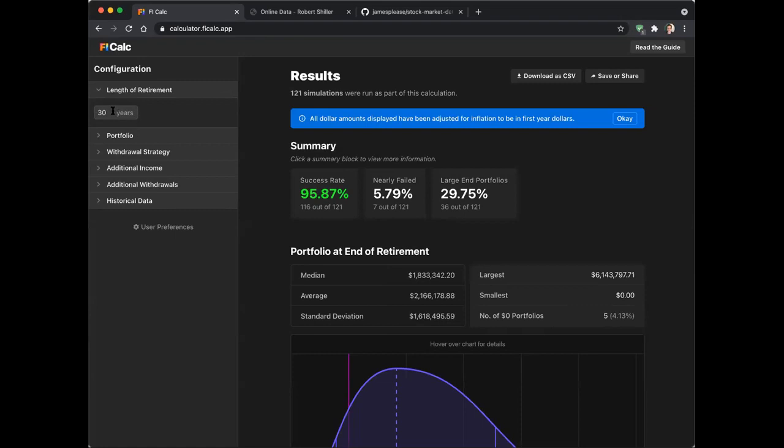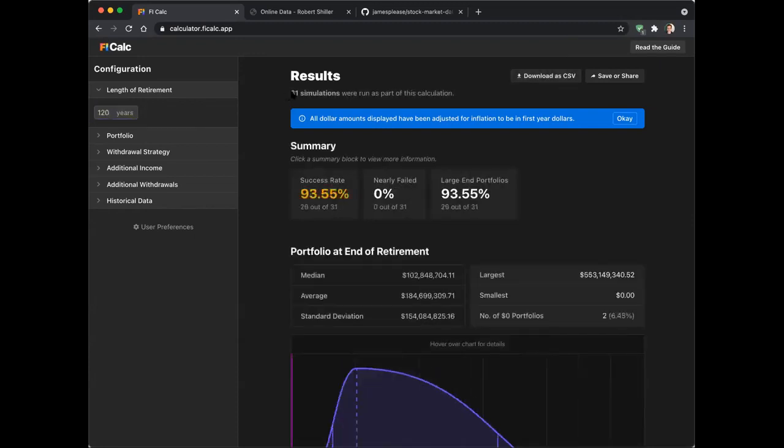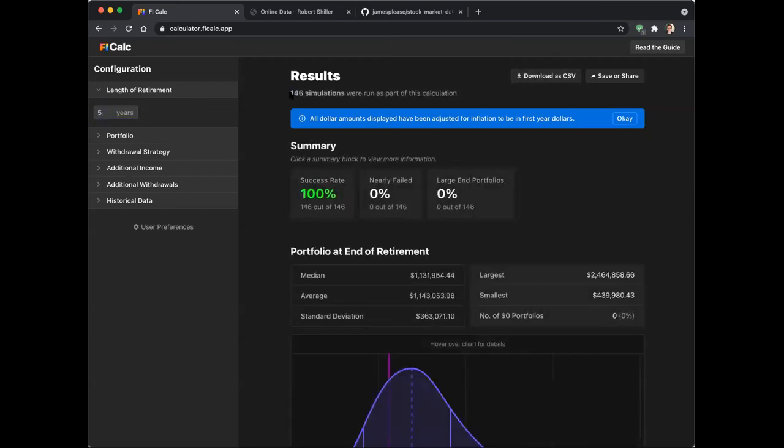And Tom mentions a good point that if you change the number of years, you'll get more or fewer simulations. So if I bump this up to say 120, you can see only 31 sims are run. Whereas if I knock this down to five, we're going to see 146, because there are just more 5-year intervals that fit in the data set. So it's more like a sliding window? Yeah, I think sliding window is an accurate way to describe it.